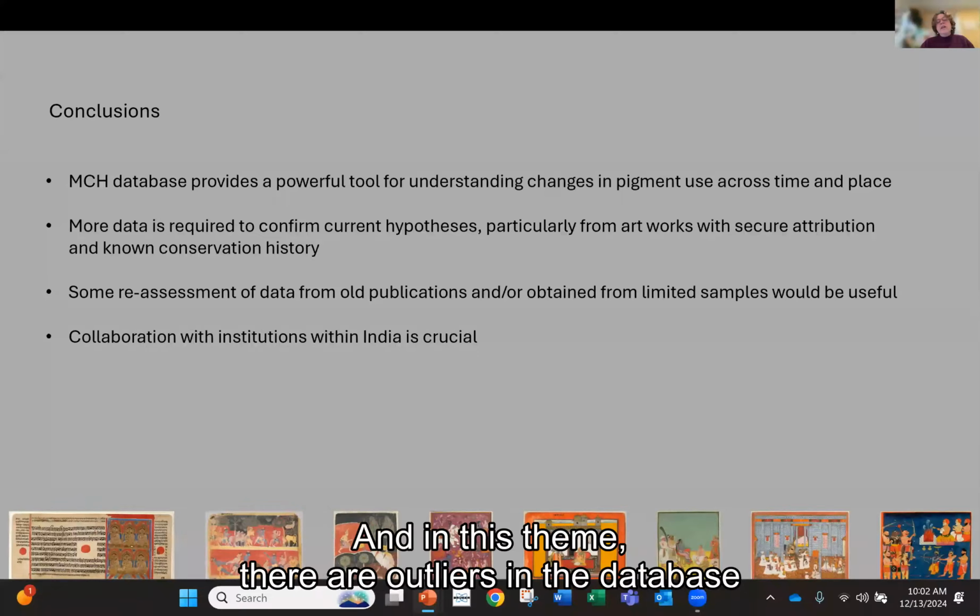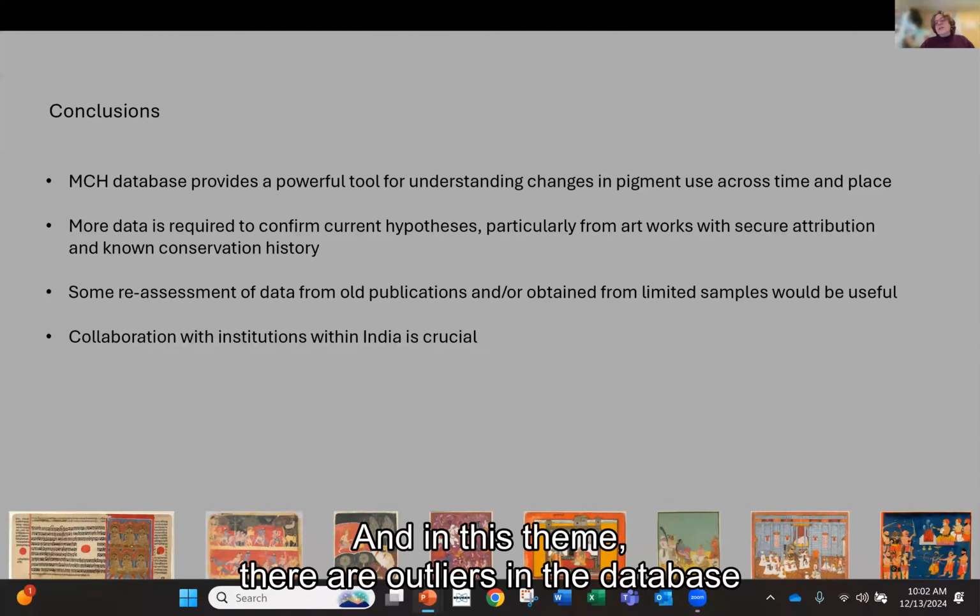And in this theme, there are outliers in the database where it'd be interesting to reassess the data, particularly where we have an old publication, or in the past where data could only be obtained from limited samples, because there we really want to see how representative that is.